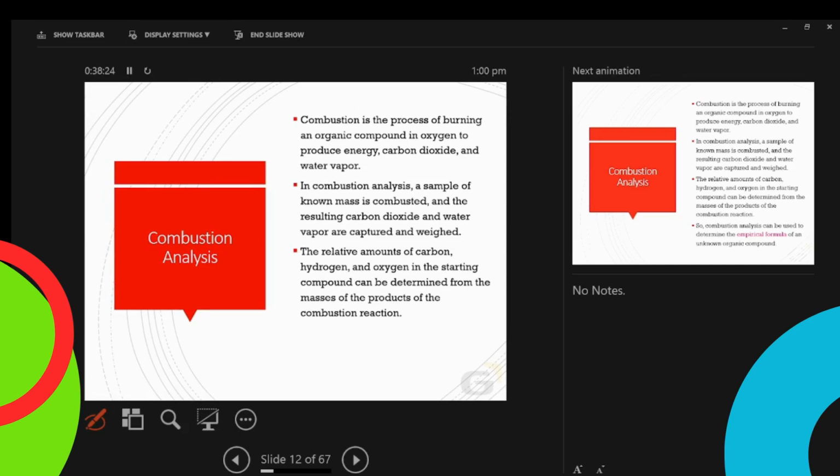In combustion analysis, a sample of known mass is combusted, or you can say oxygen is allowed to react, and we then find the weight of carbon dioxide that is produced and how much water is produced. You must know the law of conservation of mass, that mass is neither lost nor gained, it just changes form. So the relative amounts of carbon, hydrogen and oxygen are determined from the masses of the products of the combustion reaction. If we continue with an example, we can see how much carbon dioxide is produced or how much hydrogen is produced.